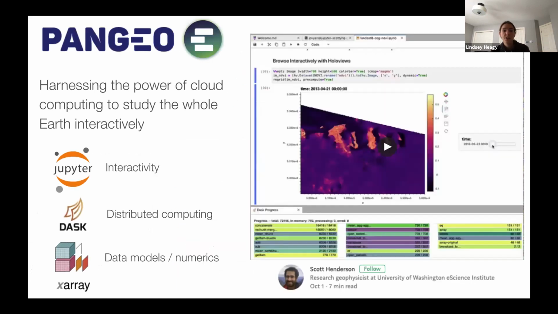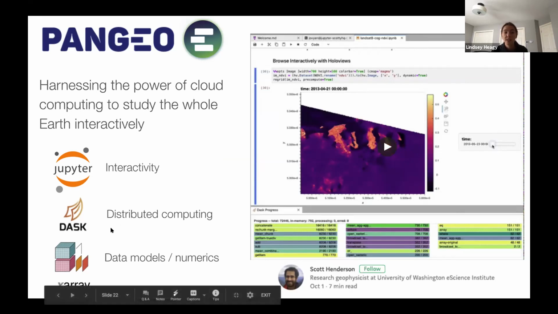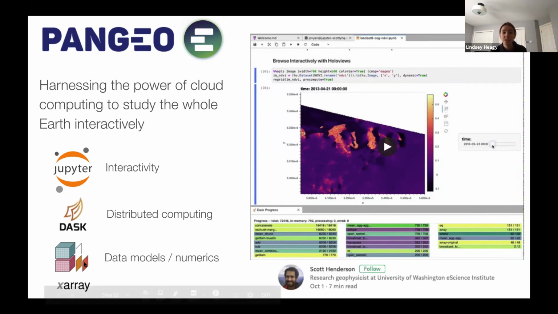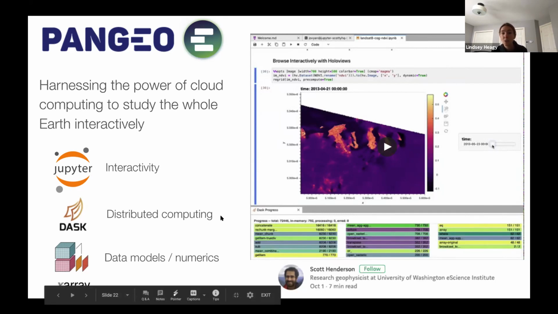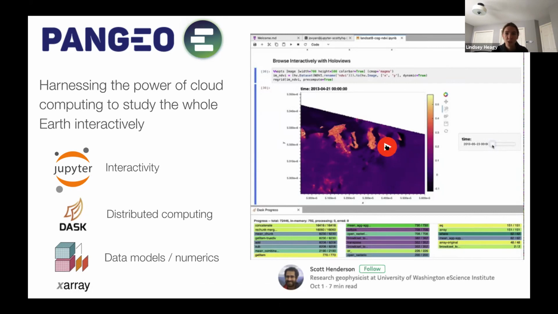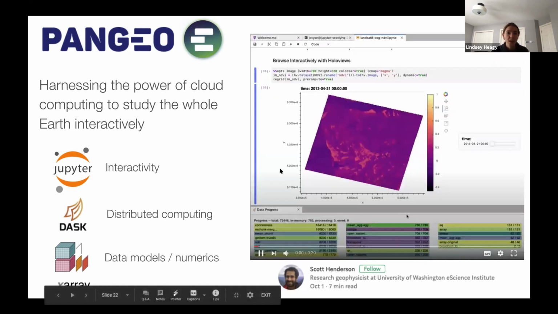The Pangeo community, and we've been building on this in the Jupyter Meets the Earth project, is really an exciting effort that is pushing forward both the technology and the geoscience side of things. They've really pushed forward the Jupyter, Dask, and Xarray projects. Dask, as I mentioned, does parallelization. Xarray does data models and numerics. I'll show you a quick example of some of the capabilities they've been working on advancing.